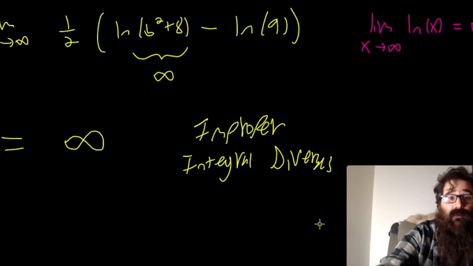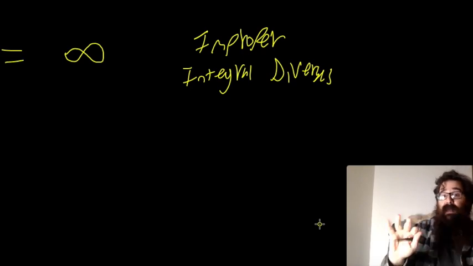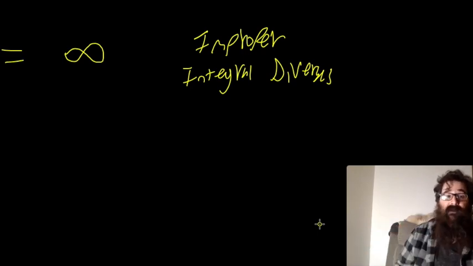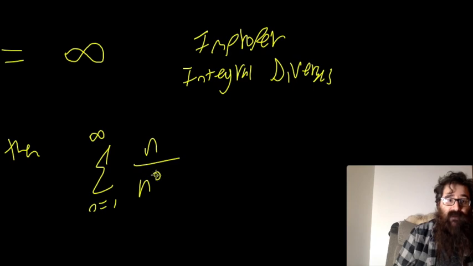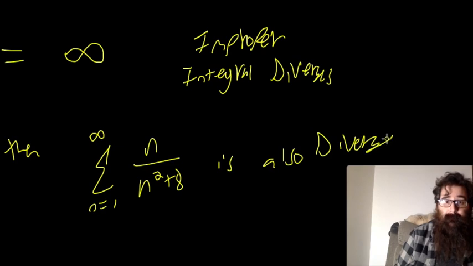Since my improper integral is divergent, the same result is true of the series. So we'll say then the sum from n equals 1 to infinity of n over n squared plus 8 is also divergent by integral test.